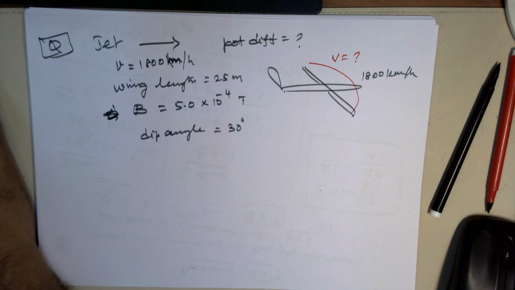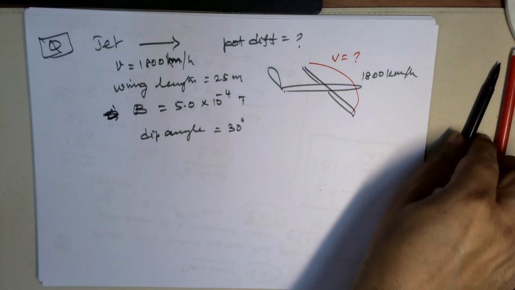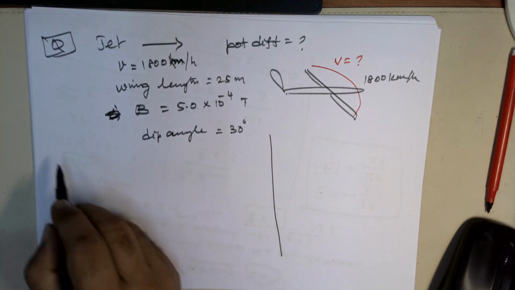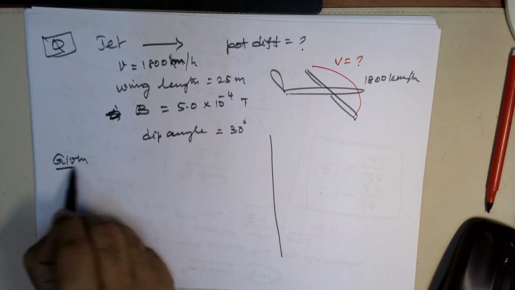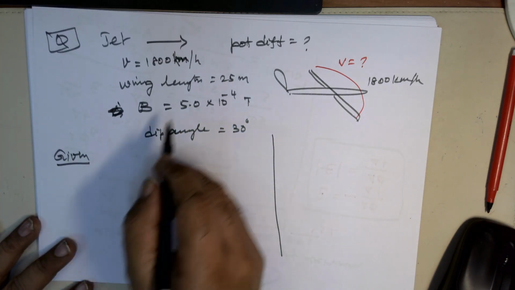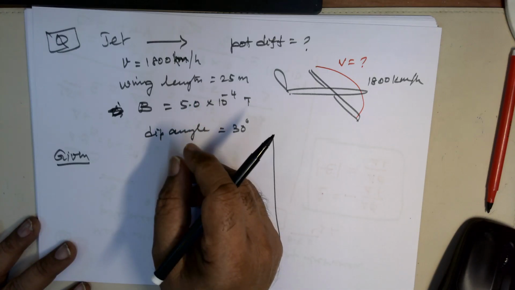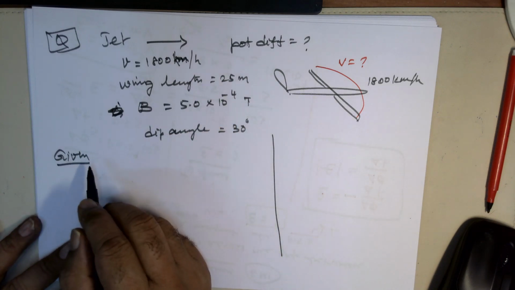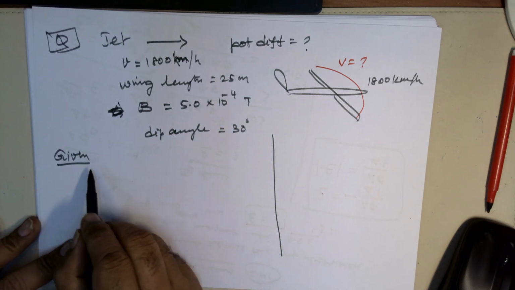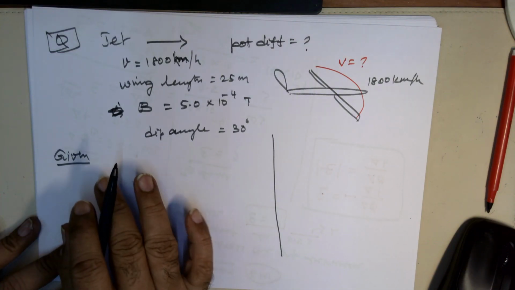So let us list the given parameters. What is given? B is given, and it is the vertical component, is it not? The magnetic field at the location has the dip angle. So BV, and what is asked is the potential difference between them.